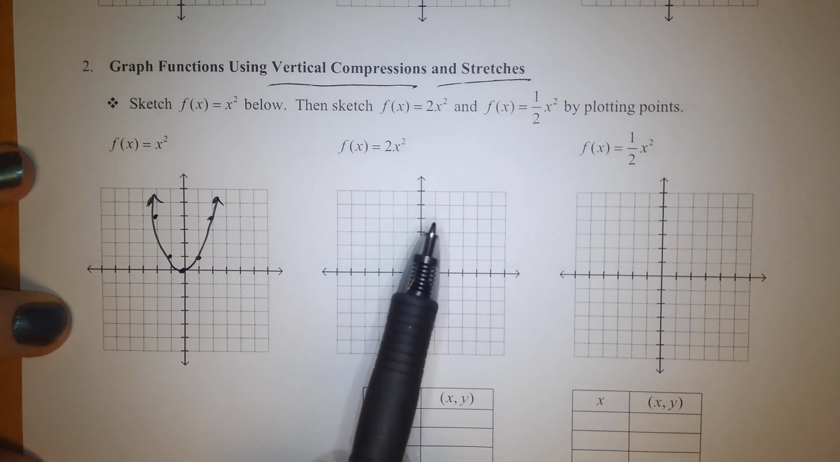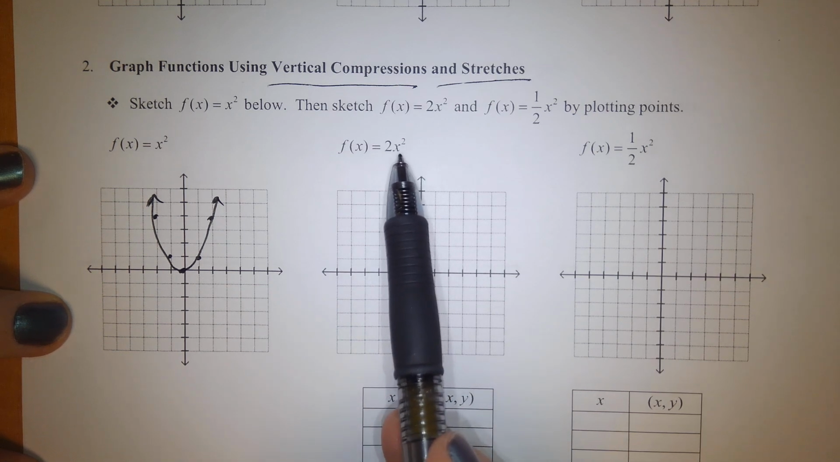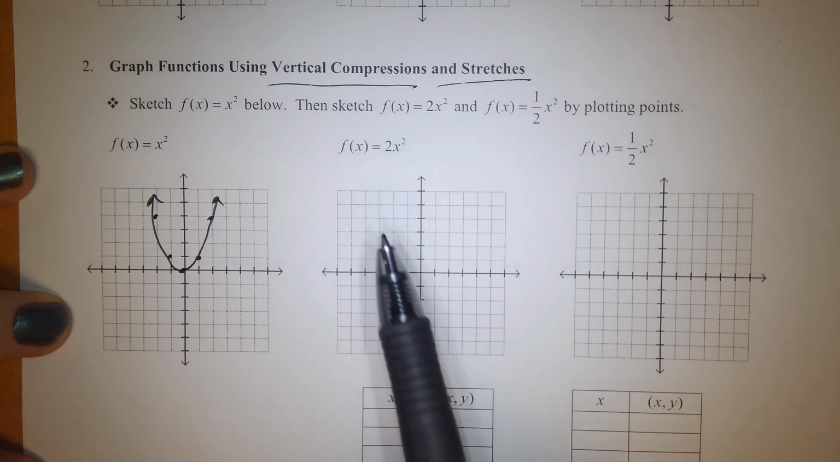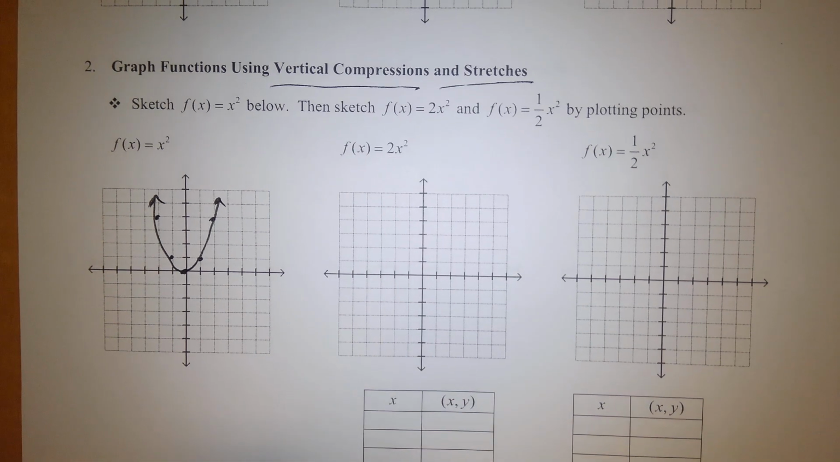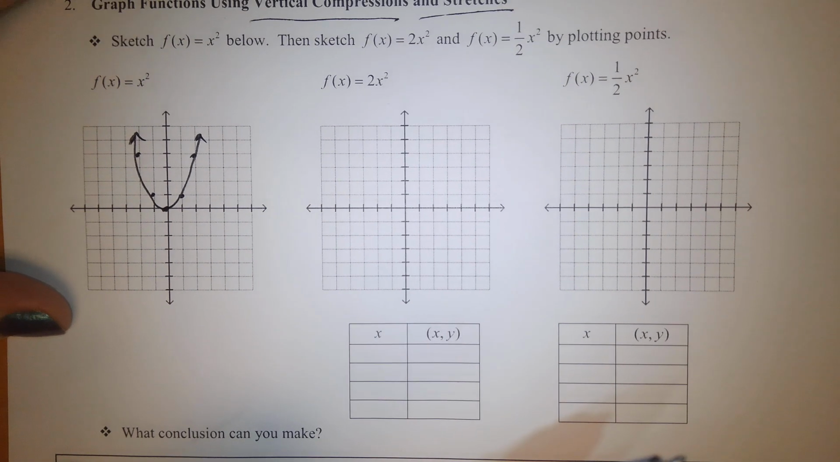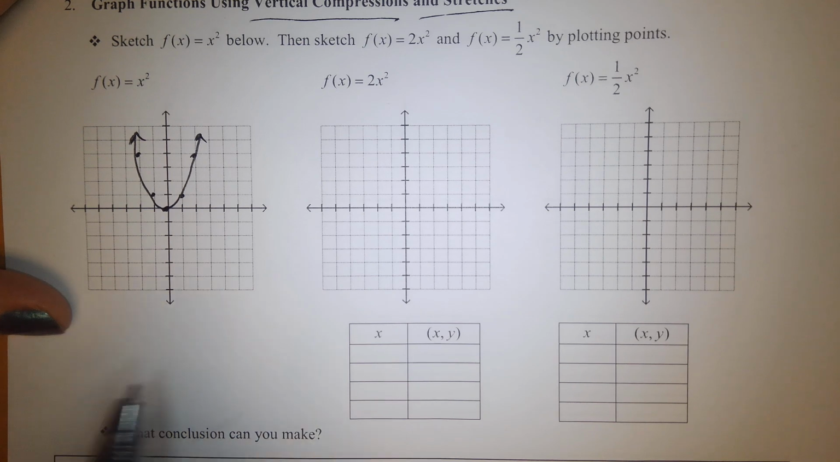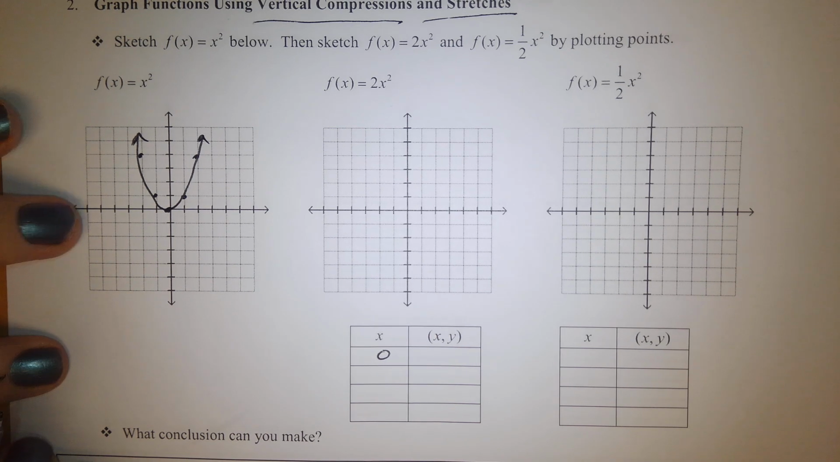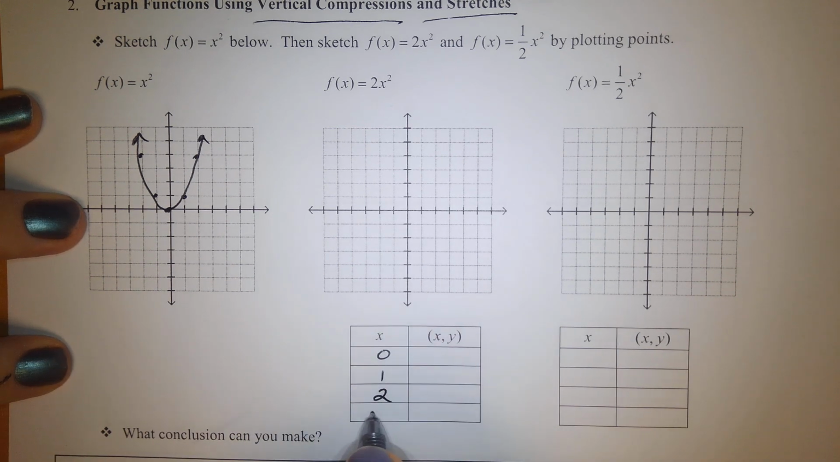So now what we're going to do is multiply that squared function by a number in front, and we're going to see what happens to the graph. So let's use just a table of values to determine what's going to happen. I'm going to use the numbers 0, 1, 2, let's do -1 and -2.